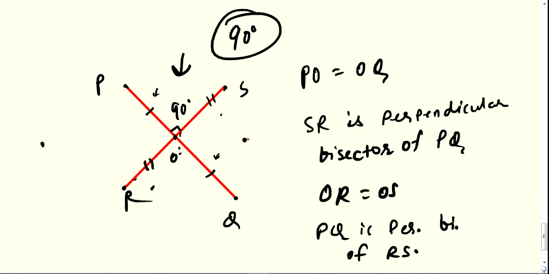So now you can solve question number 5. Question number 6. Name 3 objects from your surroundings that contain perpendicular edges.